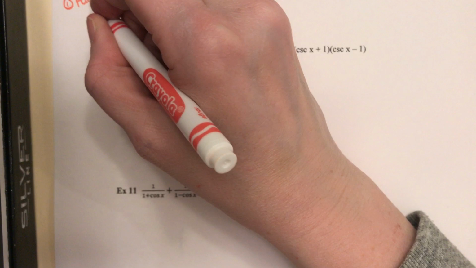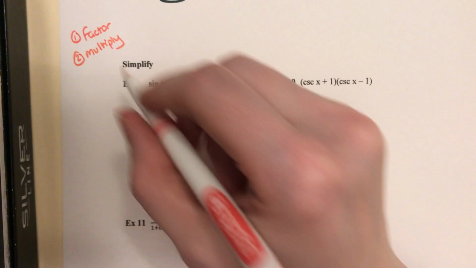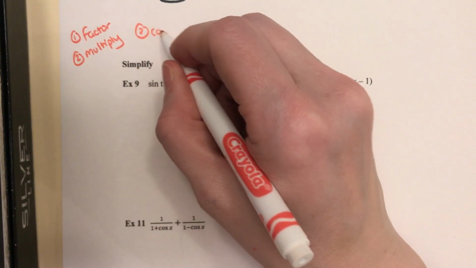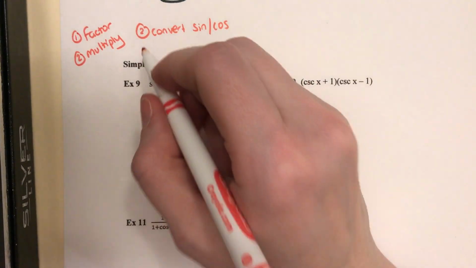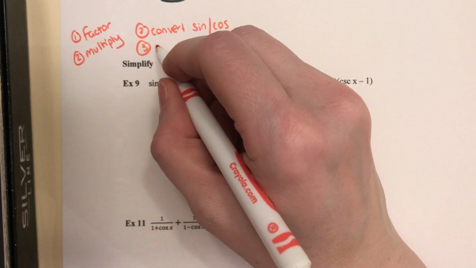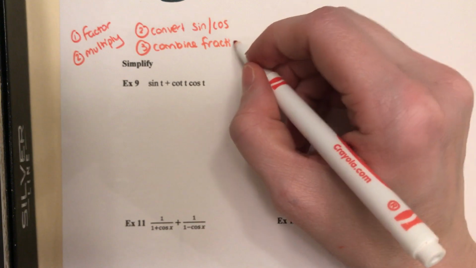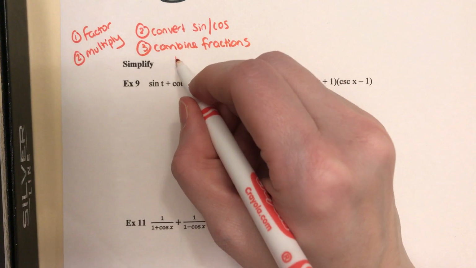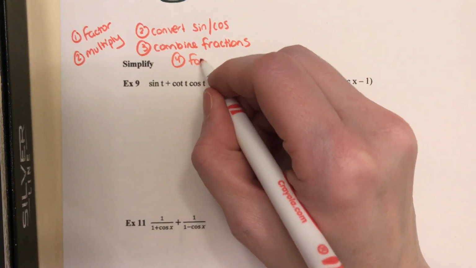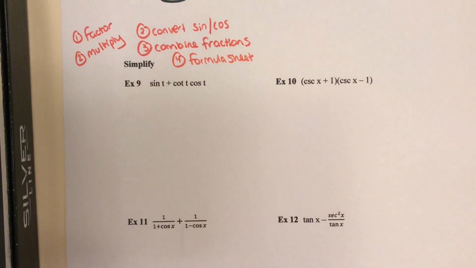We can factor, we can multiply, we can convert everything to sine and cosine. If there's fractions involved, we could combine fractions to get one term instead of two. And another thing we want to make sure we reference is our formula sheet. We can substitute in things that might be simpler to help us simplify our problems.